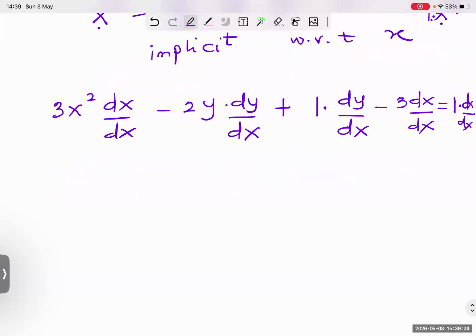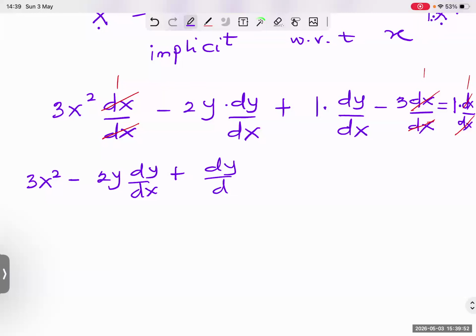Now let's simplify and see where we can clean up, where we cannot. I have the dx over dx, that will give me 1. I have the dx over dx, that will give me 1. I have the dx over dx, that will give me 1. So if I drop all the dx, we have 3x squared minus 2y dy/dx plus 1 times dy/dx, which will give me dy/dx, minus 3, and this is equal to 1.